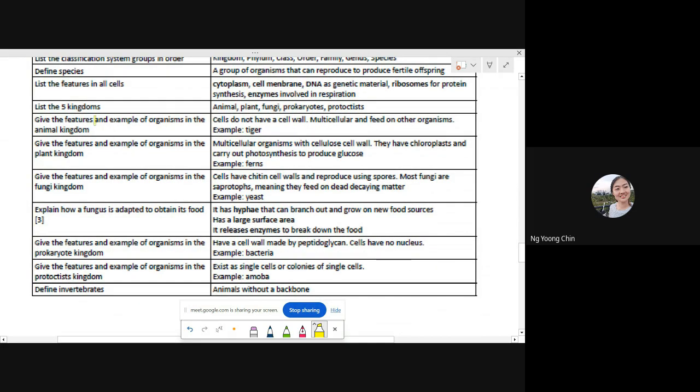Okay, and also the five kingdoms you should know. Those are the five kingdoms, and the characteristics of each kingdom. For example, the animal kingdom: their characteristic is they do not have a cell wall. The animal kingdom belongs to us. We are classified under the animal kingdom, so we don't have a cell wall, and we are multicellular because we are made of a lot of cells, and we feed on other organisms because we are under heterotrophic nutrition. We are heterotrophs.